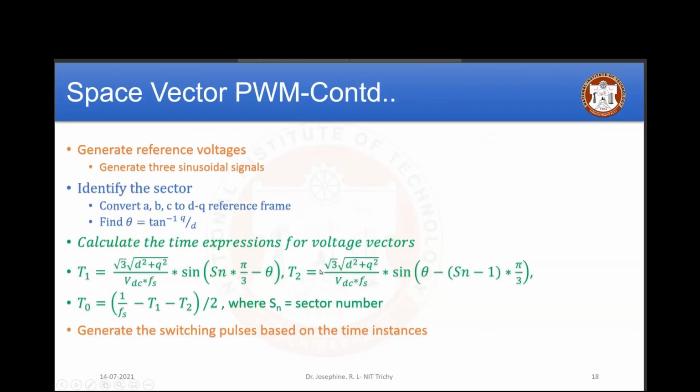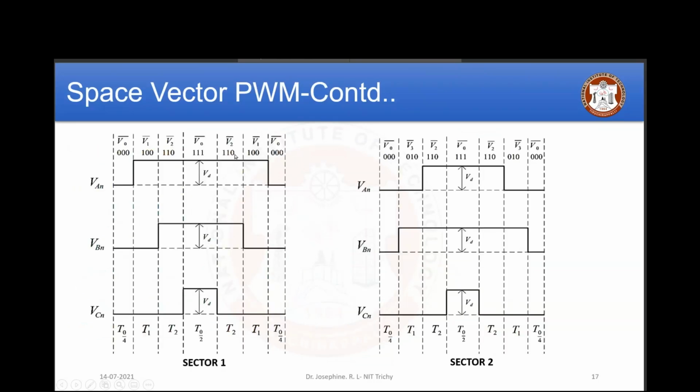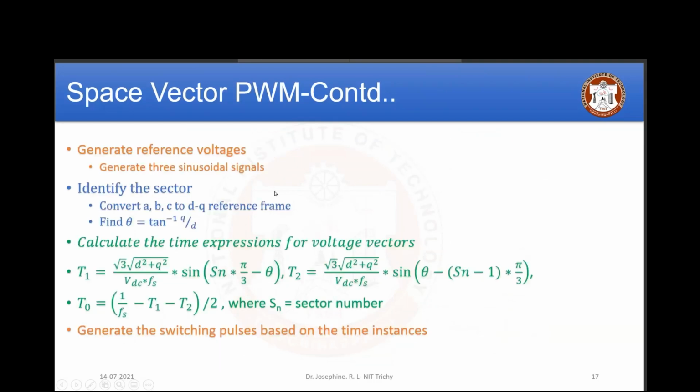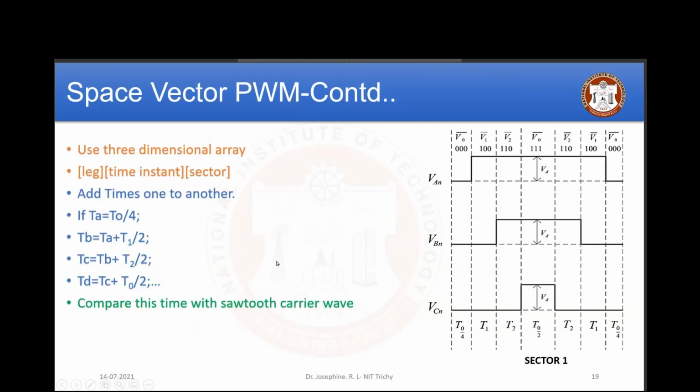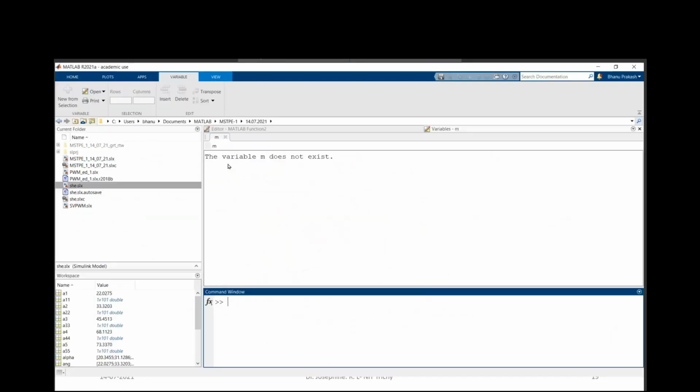So once you identify the sector, you know the time, you know the sequence, it is easy for you to implement that. Once you know the sequence, you generate the pulses accordingly, based on the time instances. See now, this is my sequence. Let us assume a three-dimensional array. I'm going to define an array, that means one is leg, time, and sector. Let us see here.